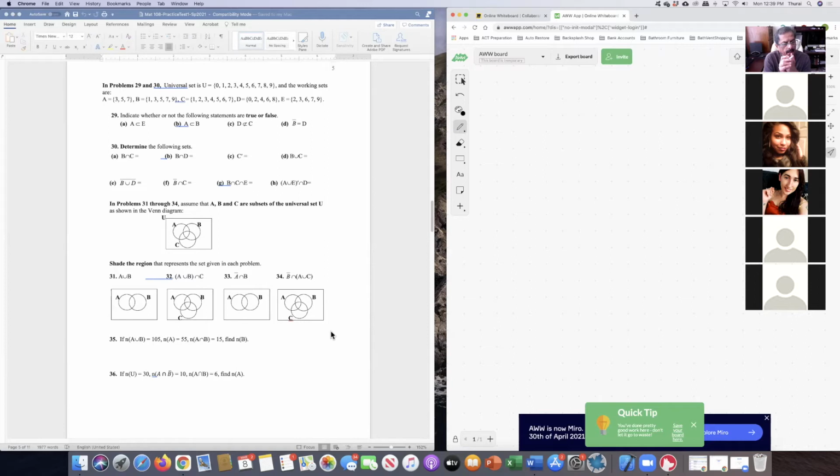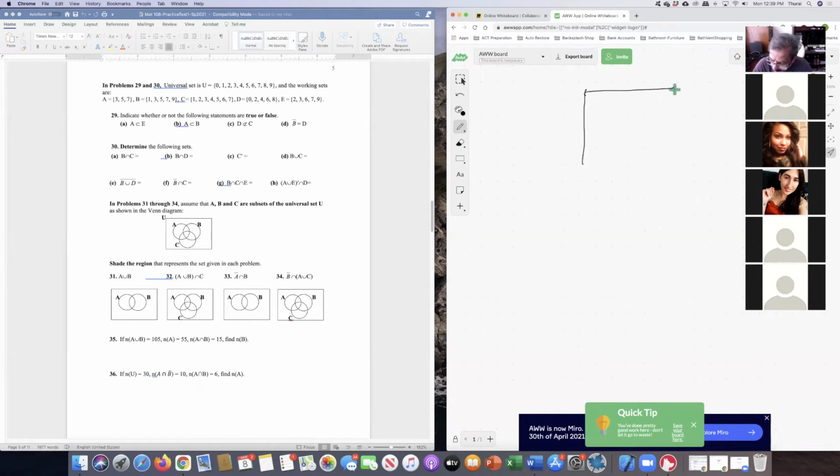So the only method you can use is a Venn diagram. A Venn diagram applies in any case. It will apply in number 35 also, but the union rule is easier to use in 35. But 36 requires using a Venn diagram. So let me show you how to do that.